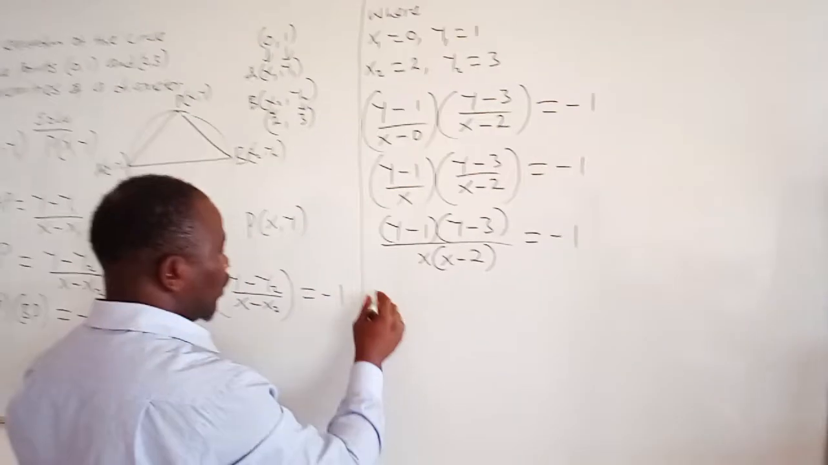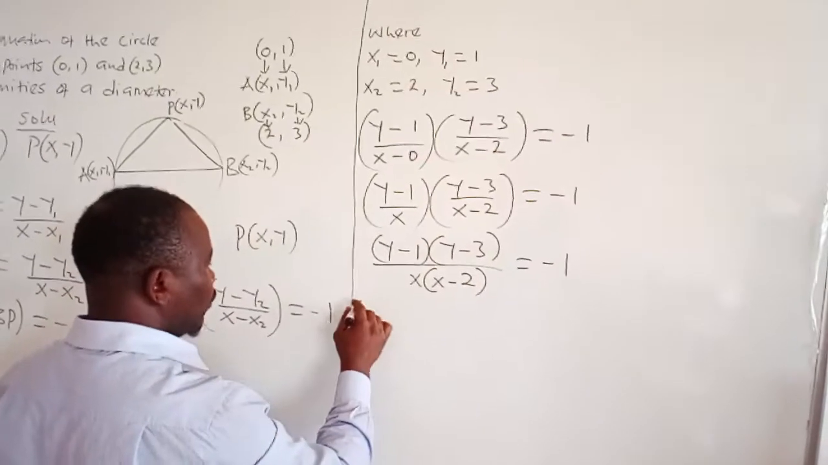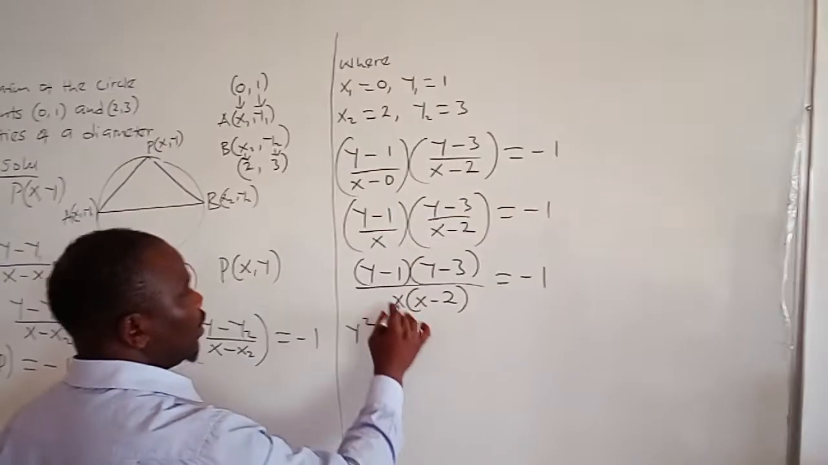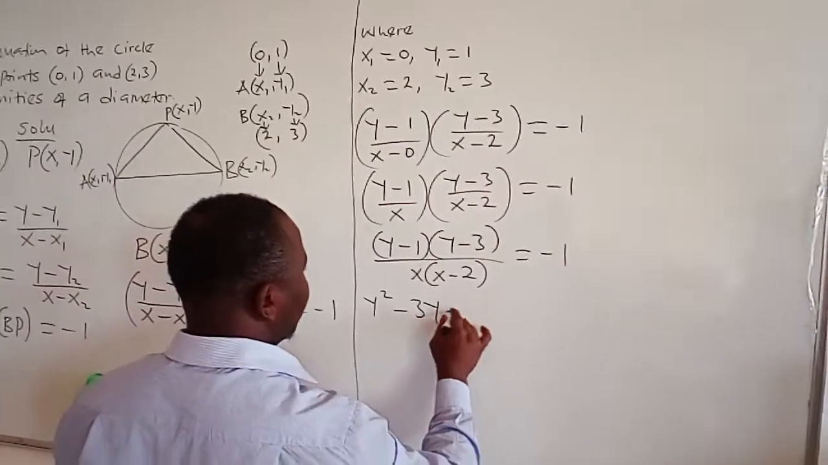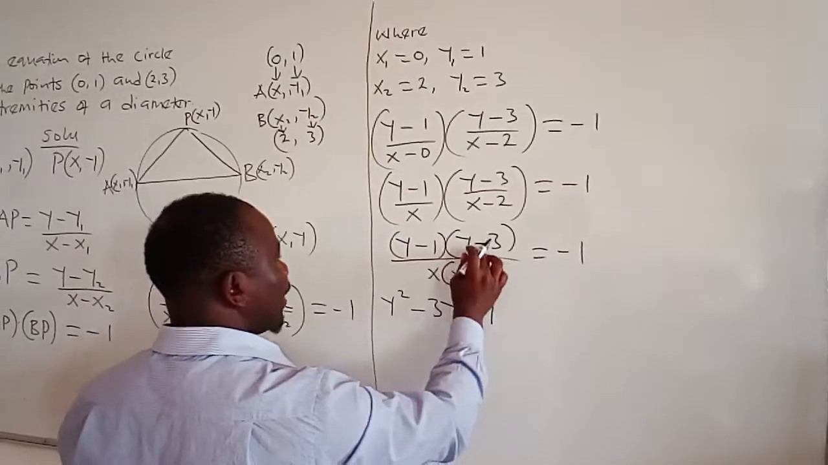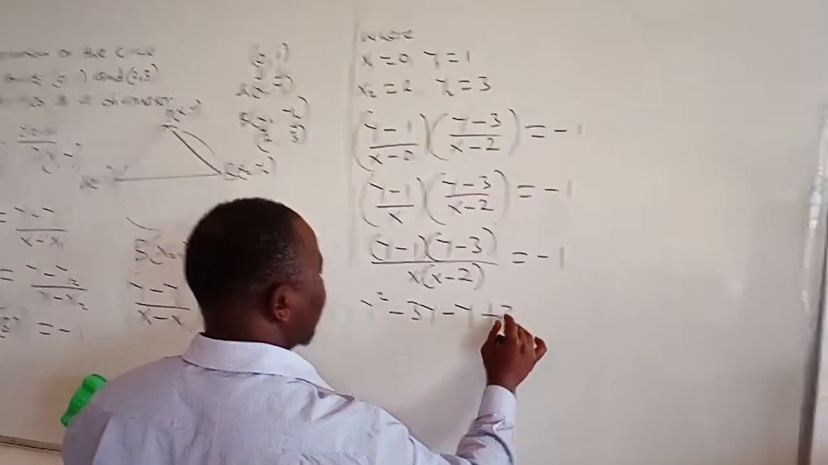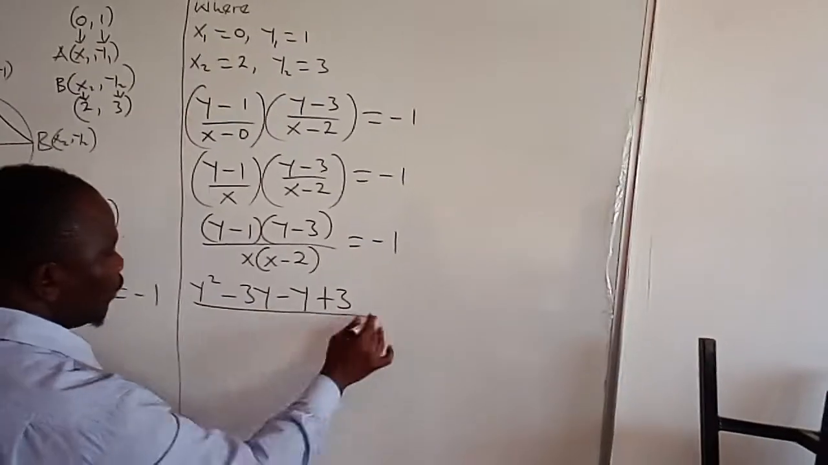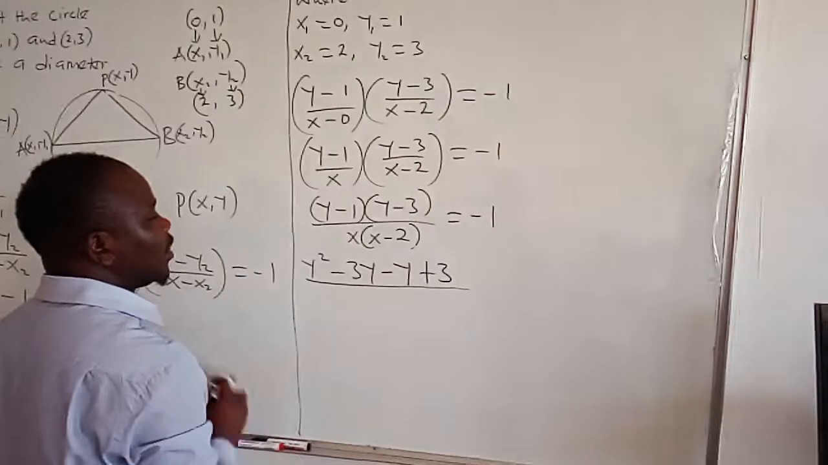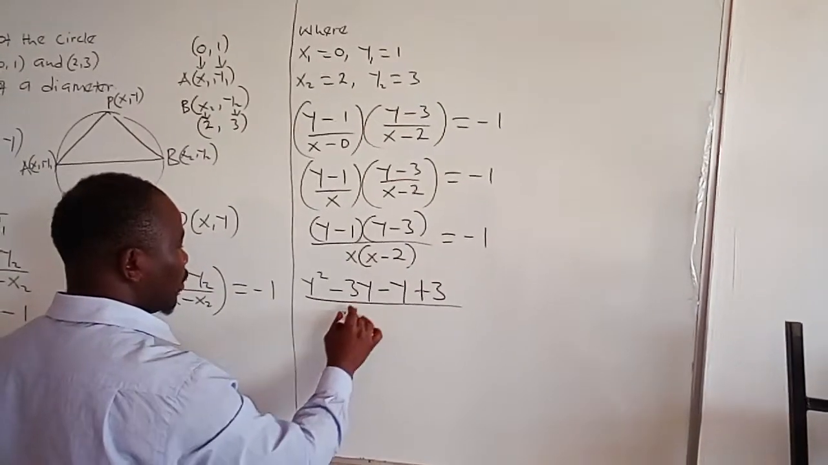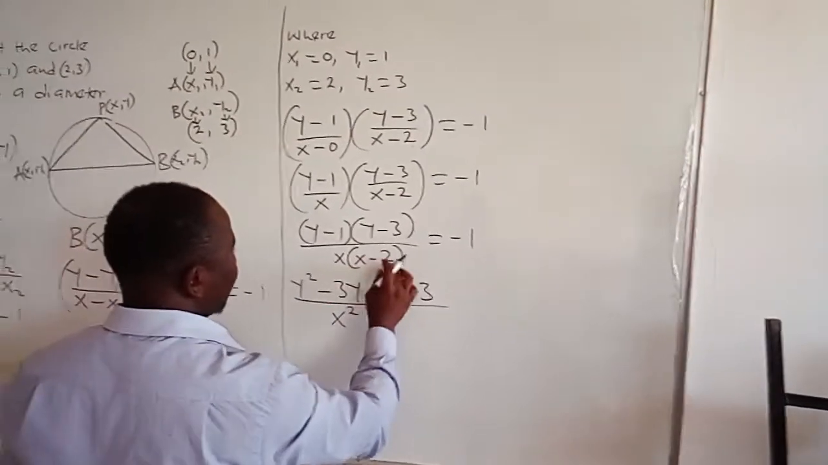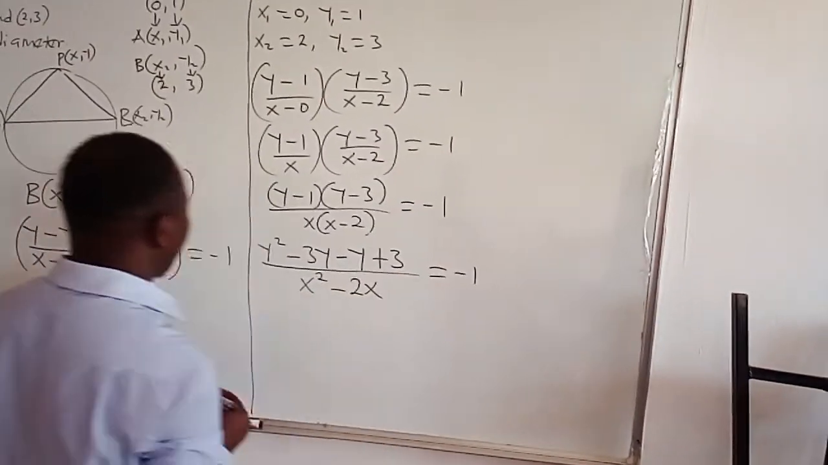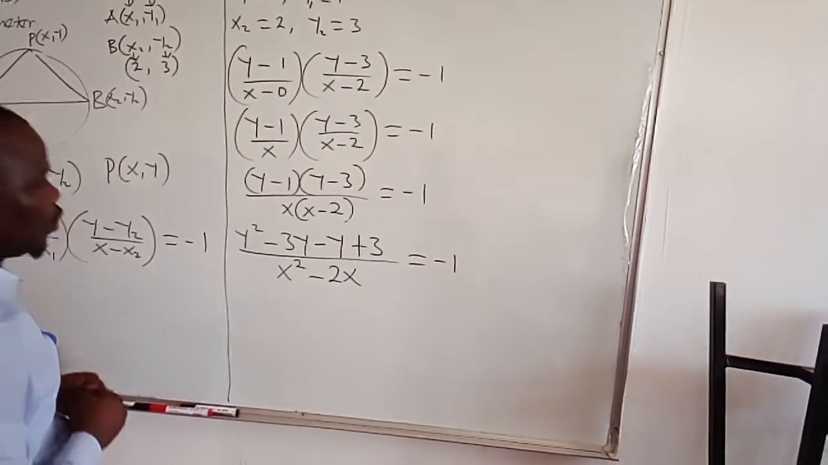Is that clear? Okay. So y times y, it will give you y squared. Then y times minus 3, it will give us minus 3y. Minus 1 times y, it will give us minus y. Minus 1 times minus 3, it will give us plus 3, because minus times minus will always give you plus. Then all over, multiply out this bracket. x times x will give us x squared. Then x times minus 2, minus 2x, which is equals to minus 1.